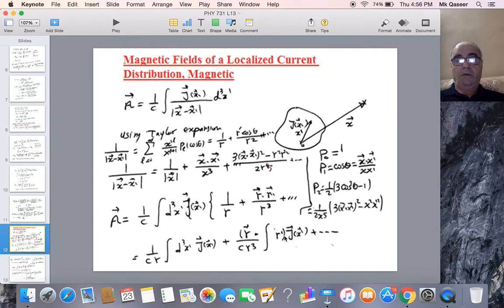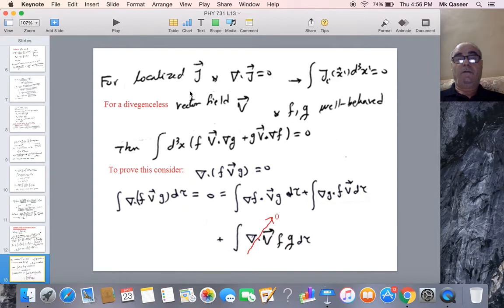Now I'll show that the first integral is 0, and the second is the dipole term. The first integral is 0 because we know that there is no magnetic monopole, so it should be equal to 0. This is the contribution from the magnetic dipoles. Now for localized current J, we have divergence J equals 0. I am going to show that this is 0.